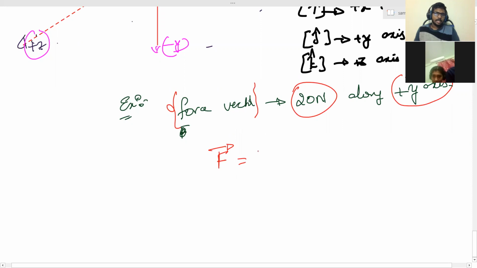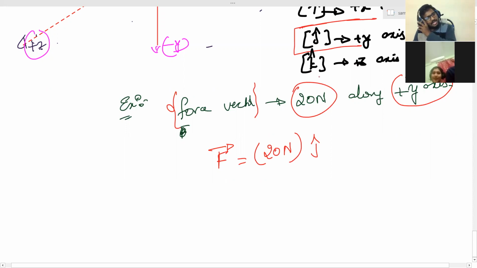F vector is equal to, magnitude is 20 newtons into, I can write this as j cap. Z cap? Not z cap, j cap. Y axis means j cap, not z. Z axis means k cap. i, j, k, x, y, z. Okay. So now, what I want to say is, can you write some vectors if I give you? Yes, I can.